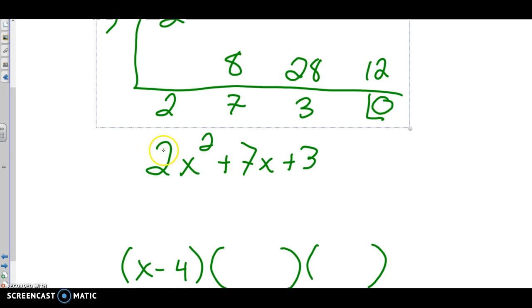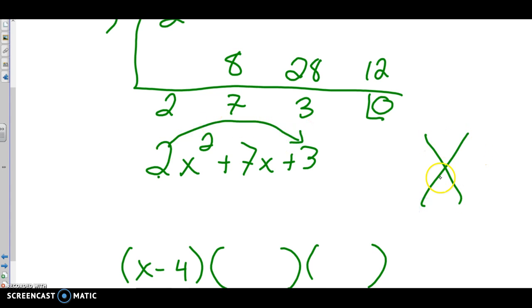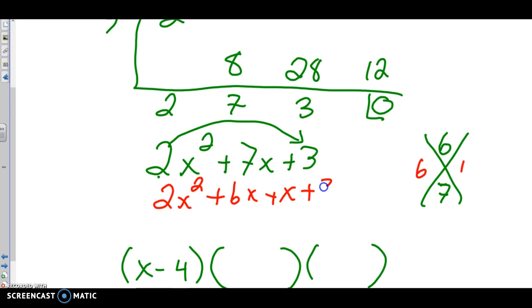So if you remember, when I have a coefficient here, I have to multiply this times the last number. And we use the x. So I want two numbers that multiply to be 6 and add to be 7. So that's 6 and 1. I'm going to take this and rewrite the middle term as 6 and 1. 6x plus x is 7x, so that's just a 6 and the 1.